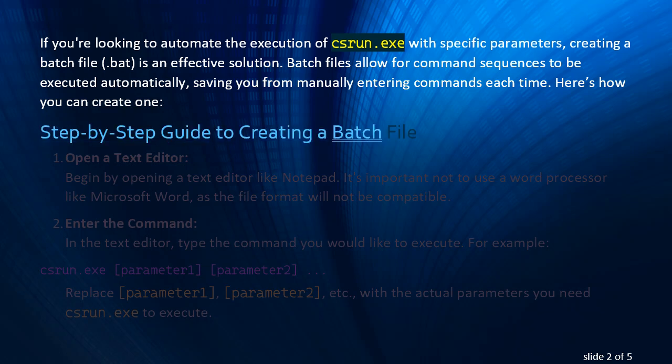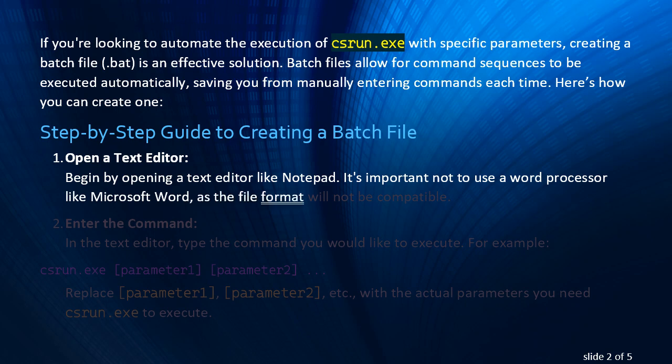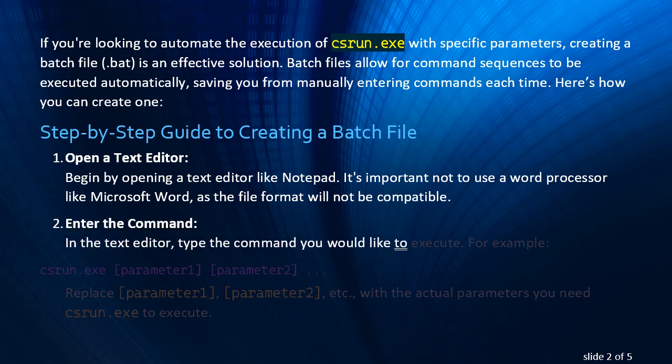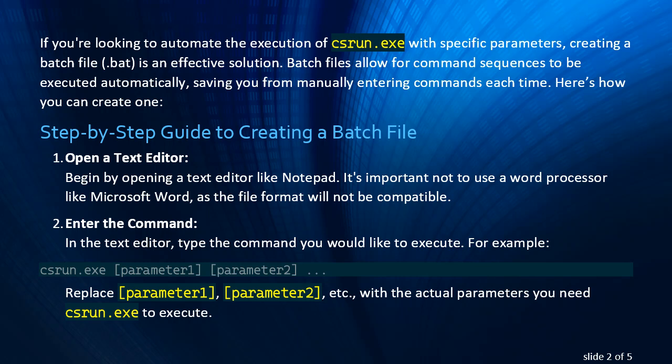Step-by-step guide to creating a batch file. Open a text editor. Begin by opening a text editor like Notepad. It's important not to use a word processor like Microsoft Word, as the file format will not be compatible. Enter the command. In the text editor, type the command you would like to execute. For example, replace parameter 1, parameter 2, etc. with the actual parameters you need csrun.exe to execute.